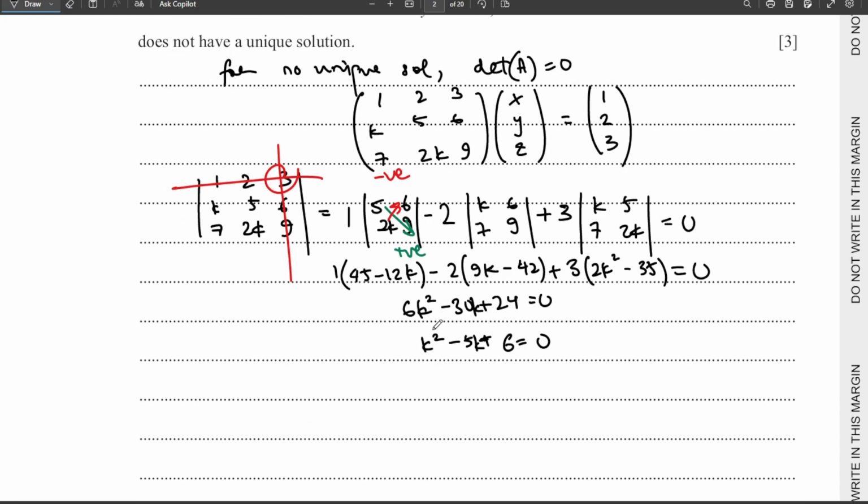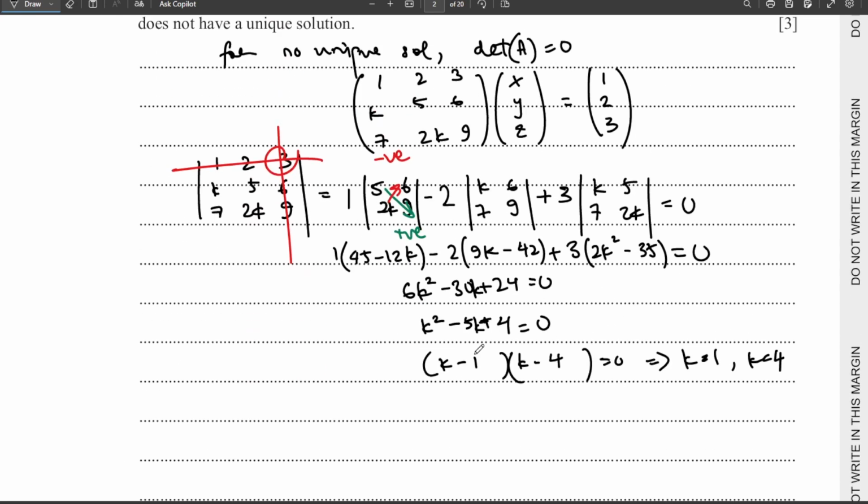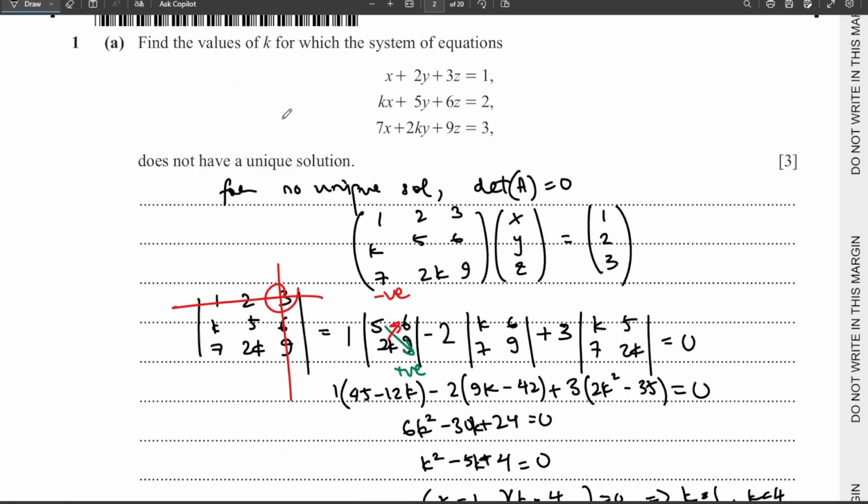After you finish the simplification, you should be able to get a quadratic in terms of k: k squared minus 5k plus 6, no, 6 is supposed to be 4. Yes, 4. Which you should be able to factorize into k minus 1, k minus 4, and therefore you have two values of k for which this system of equations does not have a unique solution. So these are the two values of k.